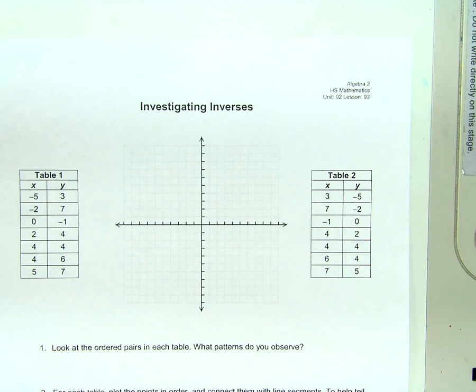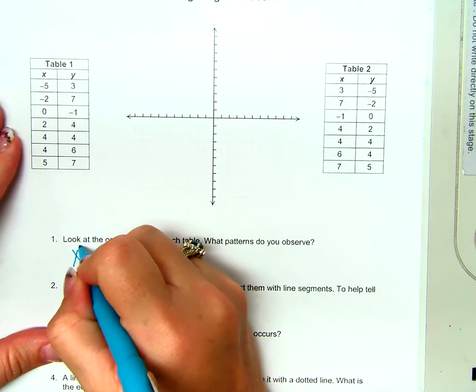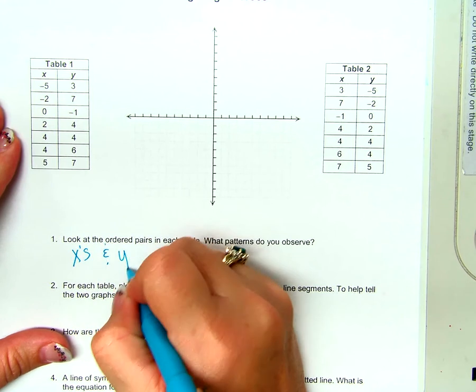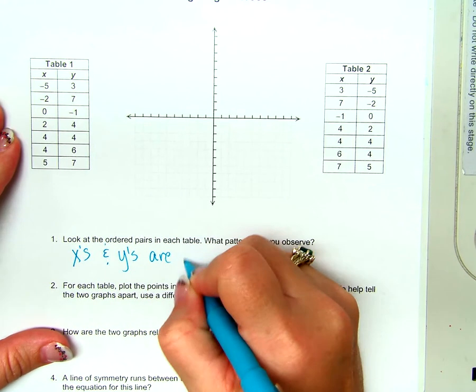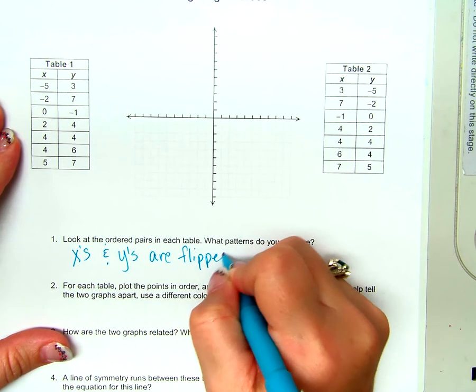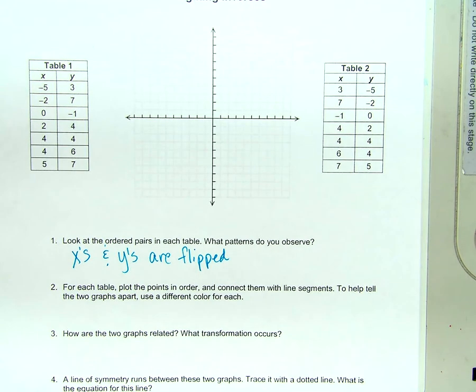What patterns do you observe? Inverse. X and Y. X's and Y's are flipped. That's what I heard. I saw a lot of hand motions, appropriate hand motions. That was good. Okay? But choosing words, I heard somebody choose these words.